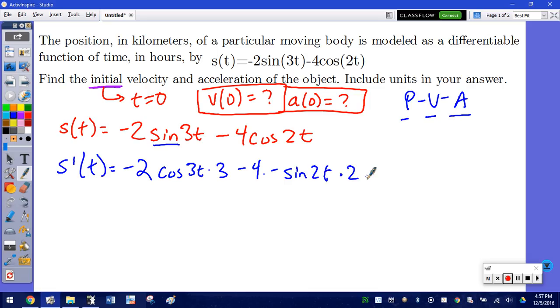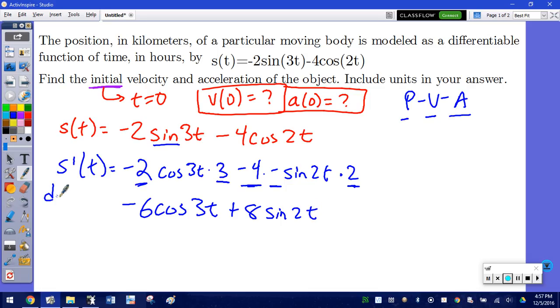Let's clean this up a bit. These would combine to give me negative 6 cosine 3t, and negative 4 times negative times 2 gives me positive 8 sine of 2t. That's going to be called either, I'm going to mix up notations here, ds dt, which is the same as velocity as a function of time. One reason I like this notation is it tells you the unit. S represents distance and t represents time. There's a fraction bar in between, so we know that it's going to be some distance per time, which in this case we have specific units for.